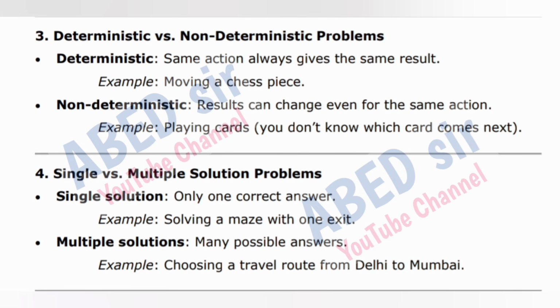3. Deterministic versus non-deterministic problems. Deterministic, same action always gives the same result. Example: moving a chess piece. Non-deterministic, results can change even for the same action. Example: playing cards, you don't know which card comes next. 4. Single versus multiple solution problems. Single solution, only one correct answer. Example: solving a maze with one exit. Multiple solutions, many possible answers. Example: choosing a travel route from Delhi to Mumbai.